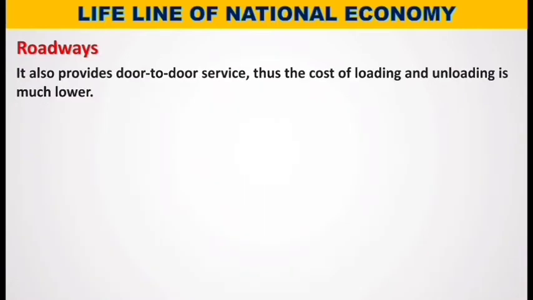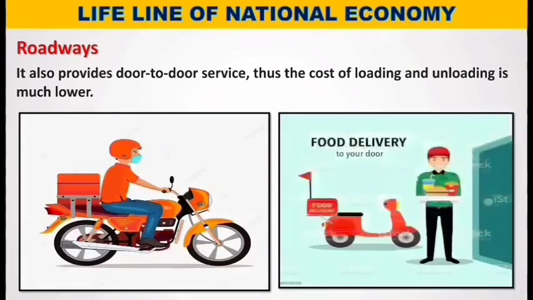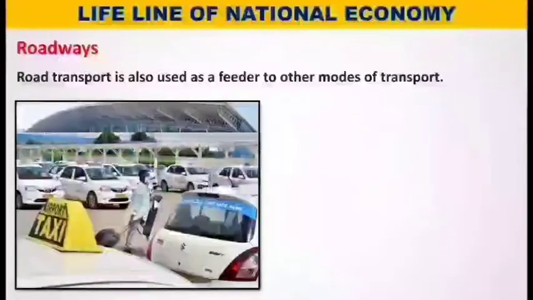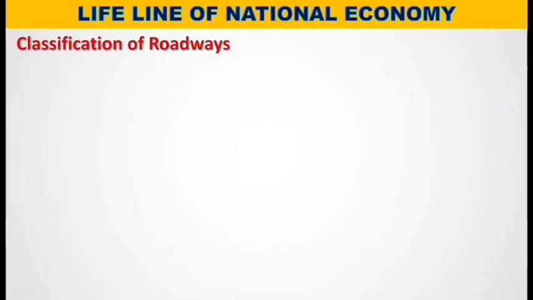Fifth point, it also provides door-to-door service, thus the cost of loading and unloading is much lower, which means roads connect fields with markets, factories with farms, and provide door-to-door services. Sixth point, road transport acts as a feeder to other modes of transport as it provides a link between railway station areas and seaports. So these are the importance of roadways over railways in India.